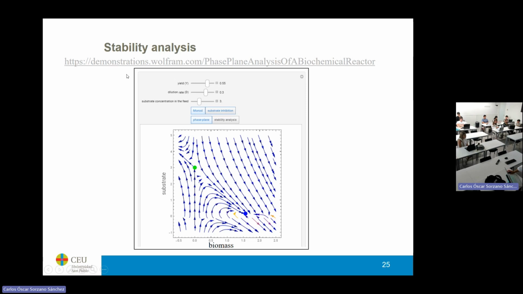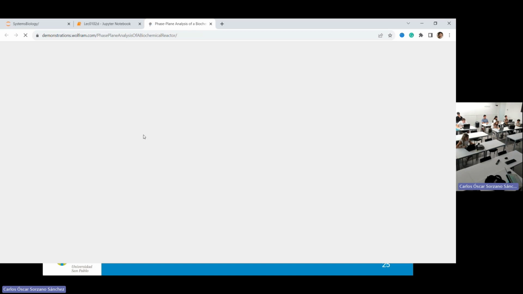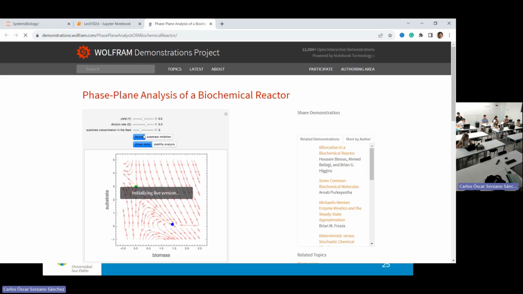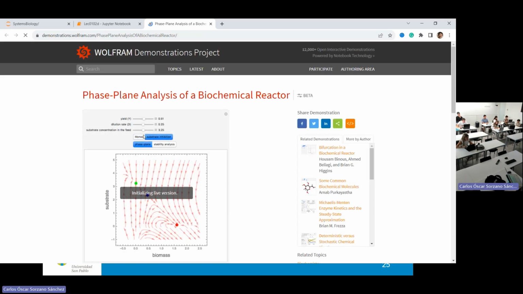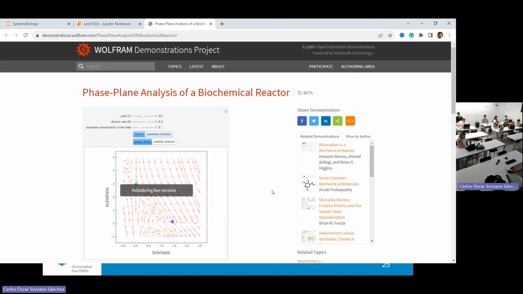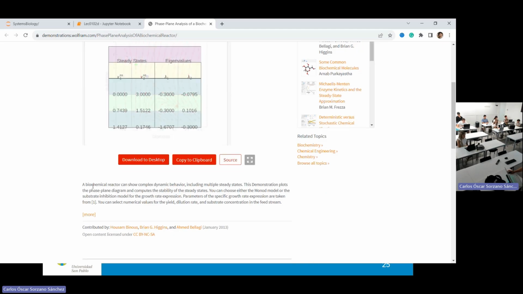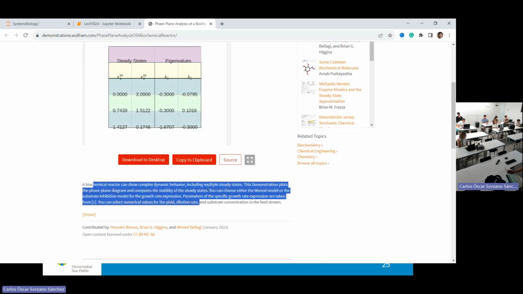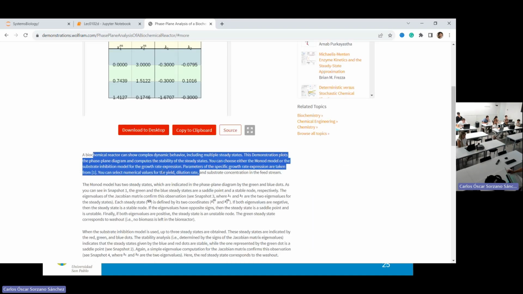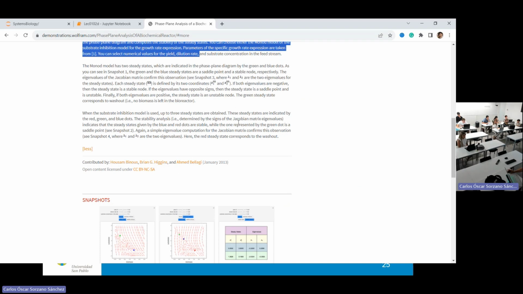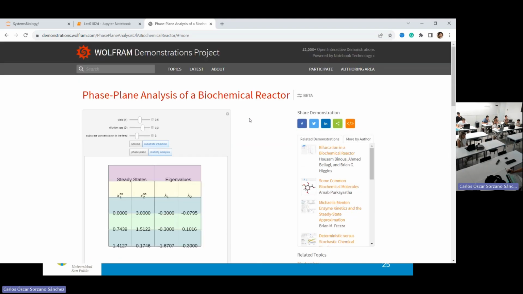When you see the link is up, it is really interesting to go to it, and we do it during the class. This is an online version of some equation system. The equation system is a biochemical reactor, and it is explained somewhere. You have more information about it, so you have here the steady states, and you have the description.